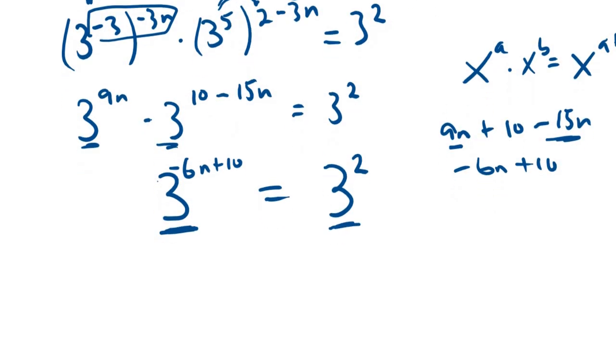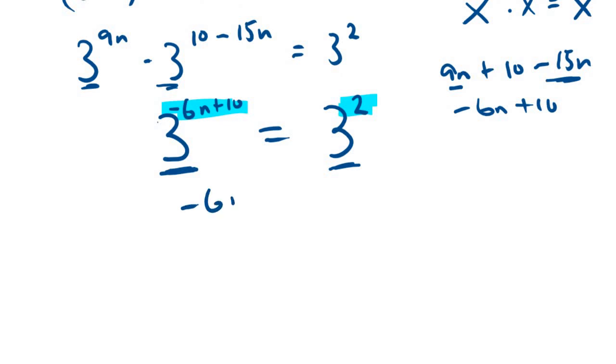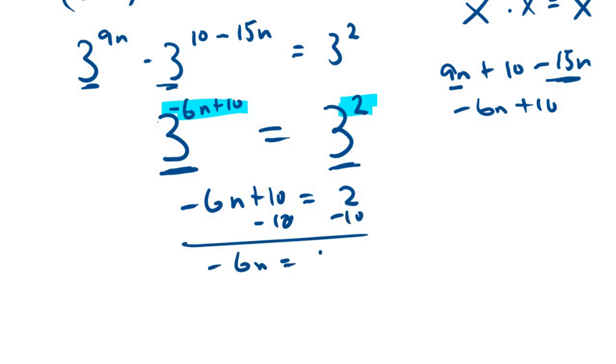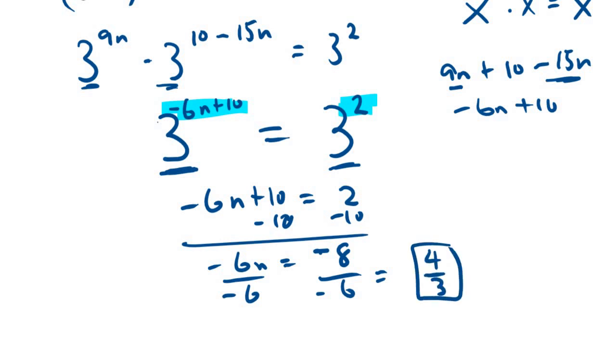Now we're going to set the exponents equal to each other. Now we're ready to do that. So negative 6n plus 10 equals 2. Subtract 10 from both sides. Negative 6n equals negative 8. Divide by negative 6. That will be 3 over 4. Oh, 4 over 3, I'm sorry, 4 over 3. That is what the value is.